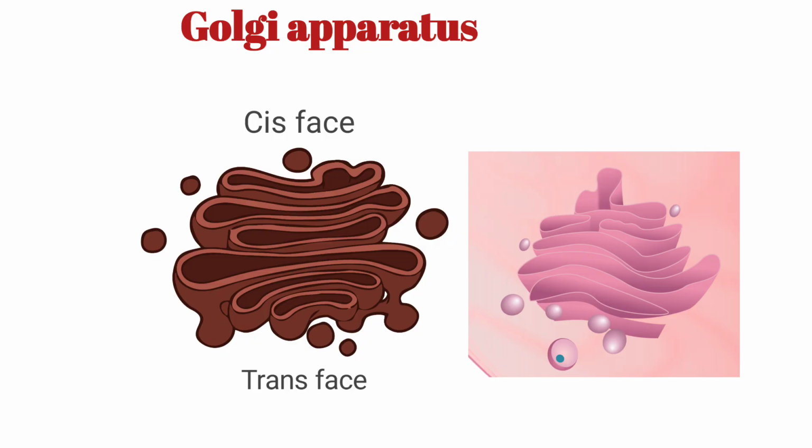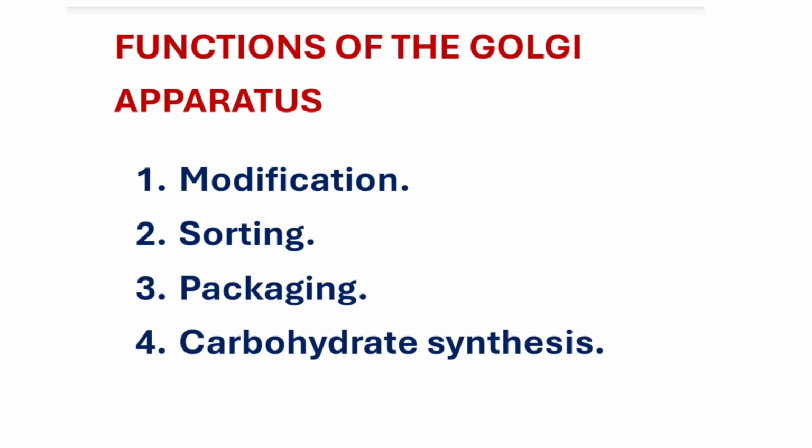So the cis part is for receiving and the trans part is for exiting, or where the vesicles exit from. The Golgi is connected to the rest of the cell through a network of vesicles. Functions of the Golgi apparatus. Modification. Golgi apparatus further processes proteins and lipids received from the endoplasmic reticulum, often by adding or modifying a carbohydrate chain. It also sorts the molecules, tagging them for further destinations.